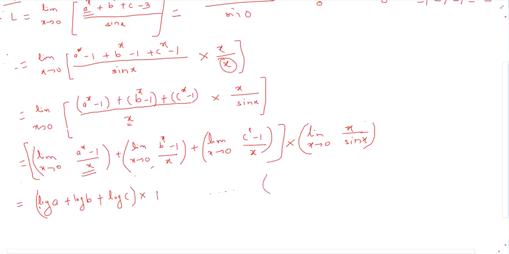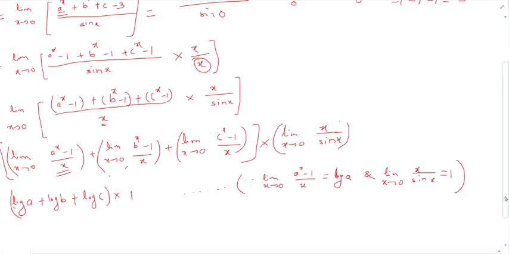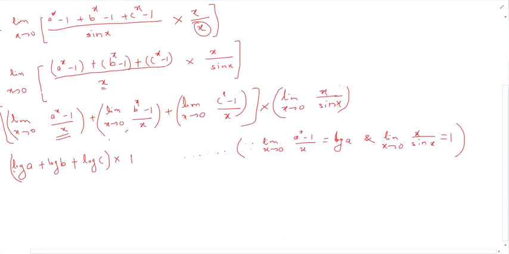Which reference there? Since the limit as x tends to 0 of a raised to x minus 1 by x is equal to log A, and the limit as x tends to 0 of x by sin x is equal to 1, by using this we get the result.